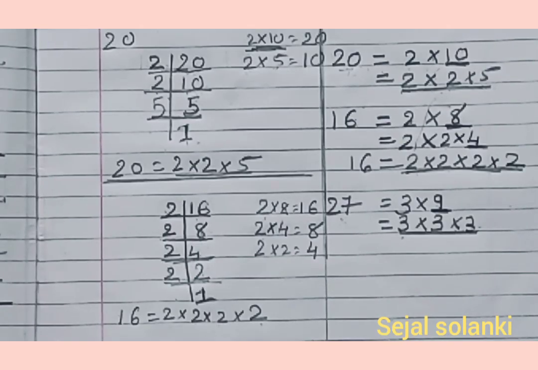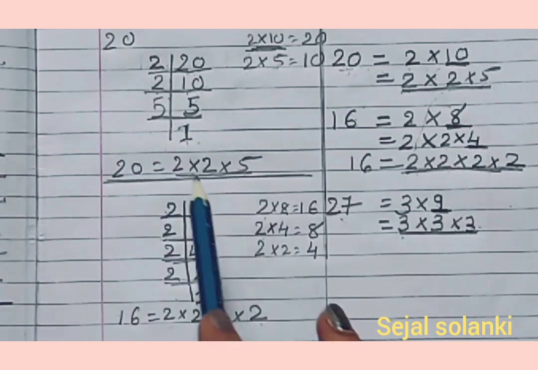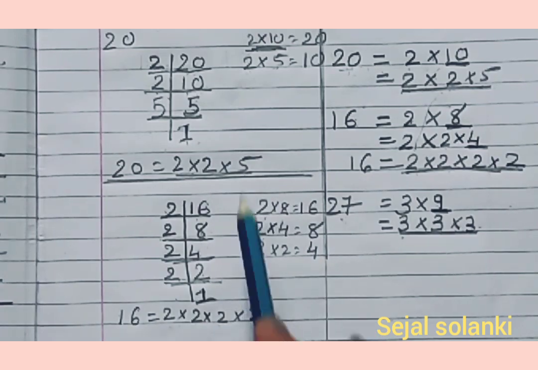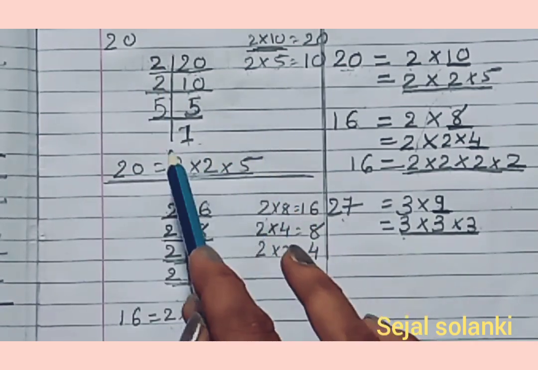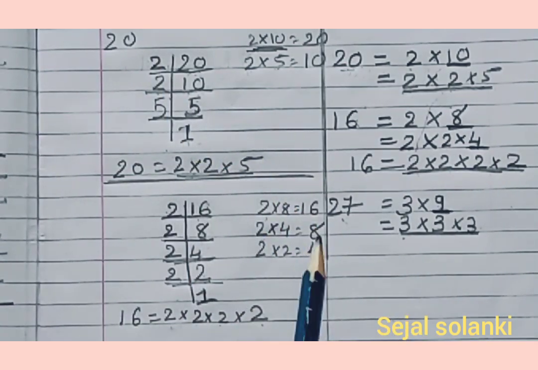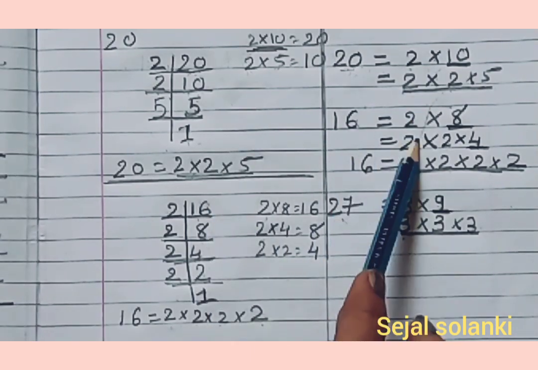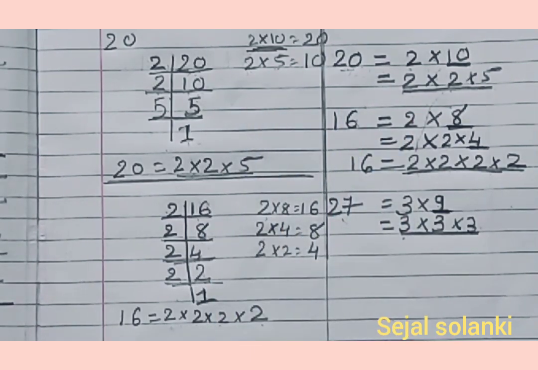So, factors of a number which are prime are called the prime factors. These are the prime factors of these numbers. We break up 20 into these prime numbers, and 16 into these prime numbers. Okay, and two methods: the multiplication method and the division method.